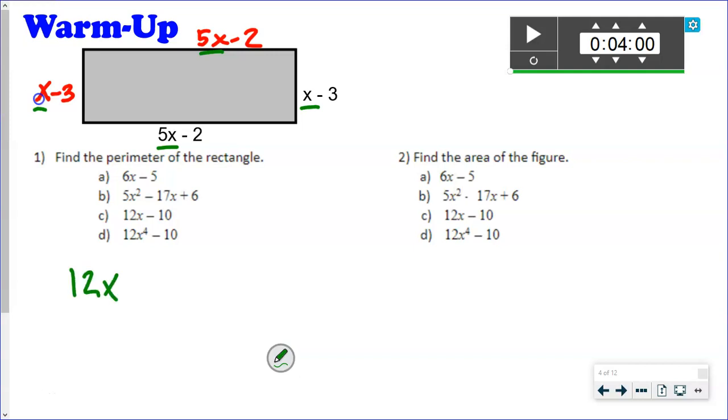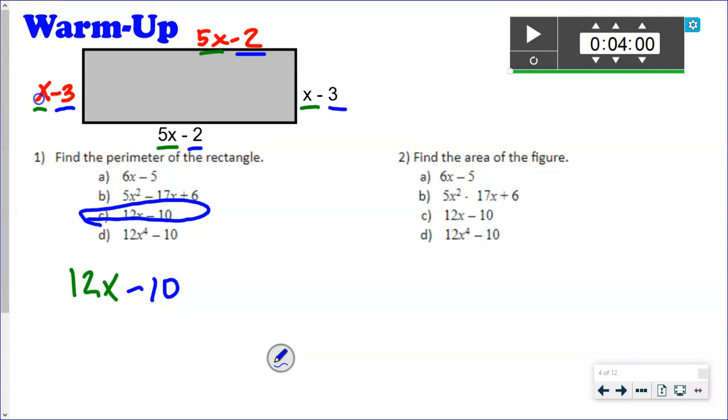And then we have minus 3, minus 2, minus 3, minus 2. Okay, so we have that minus 3, that's minus 6, and minus 2 is minus 8, and minus another 2 is minus 10. So our answer was 12x minus 10. Now remember, perimeter, all we're doing is adding the sides together, right? And then number 2 says find the area of the figure.